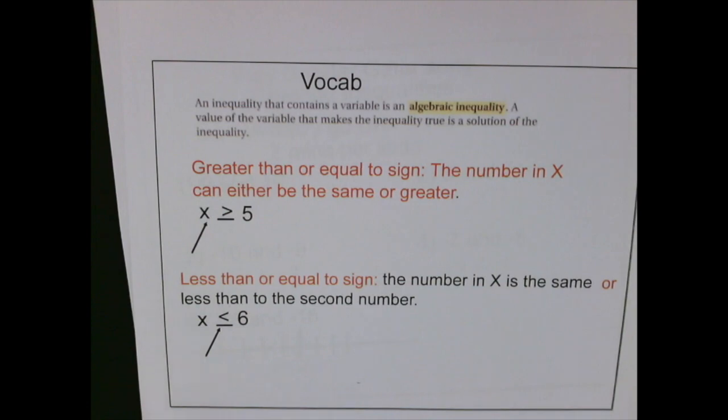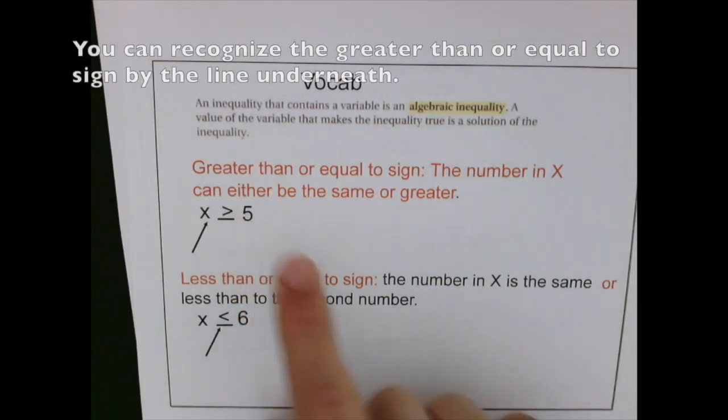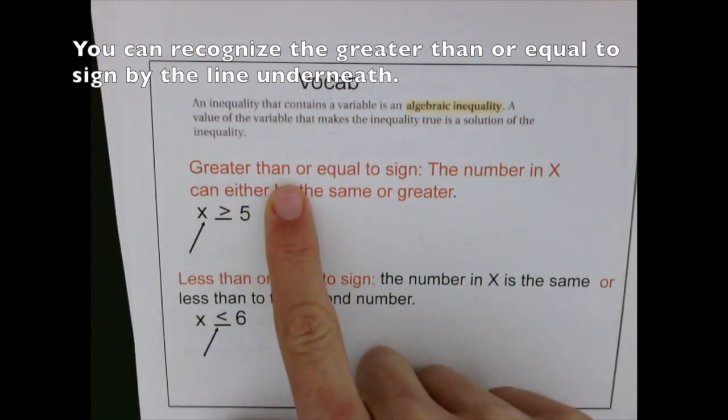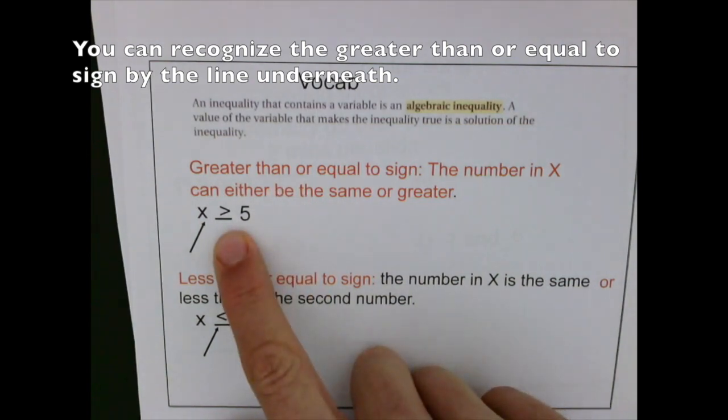Let's continue with our vocabulary. This can be represented with a greater than or equal to sign. The number x can either be the same or greater. You can remember the greater than or equal to sign because of the line underneath.